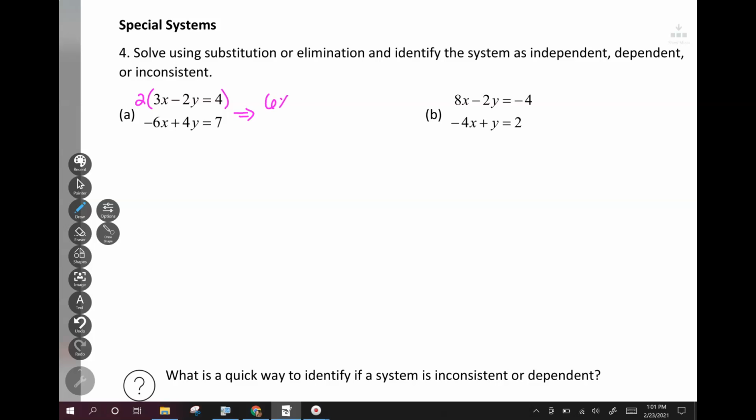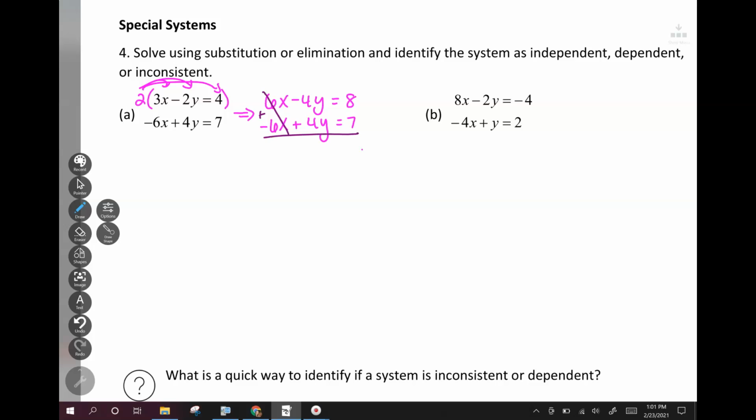So that's 6x minus 4y equals 8. Don't forget, you're distributing that all the way across the equation. And then my second equation, I don't need to change at all. All right, now I'm going to add the two equations together.